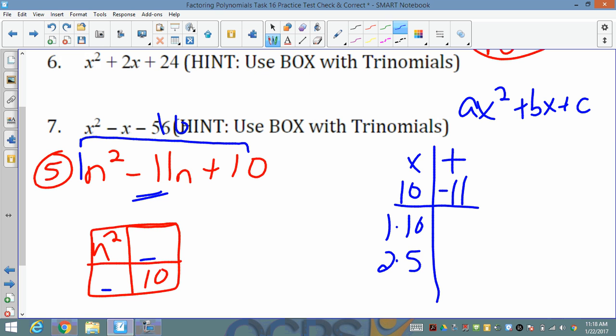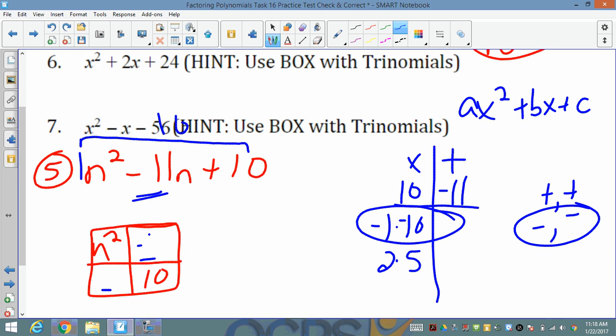Then I need to think about my signs. Since I'm multiplying to a positive, my signs need to be the same. Since I'm adding to a negative, they both need to be negative. So I'm going to do negative 1 and negative 10, which works. So I'm going to put in my negative 1x, my negative 10x.